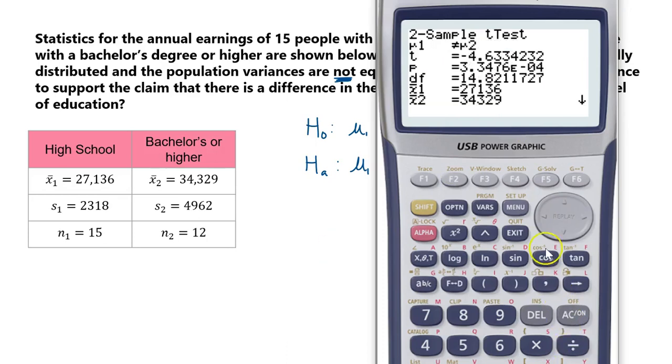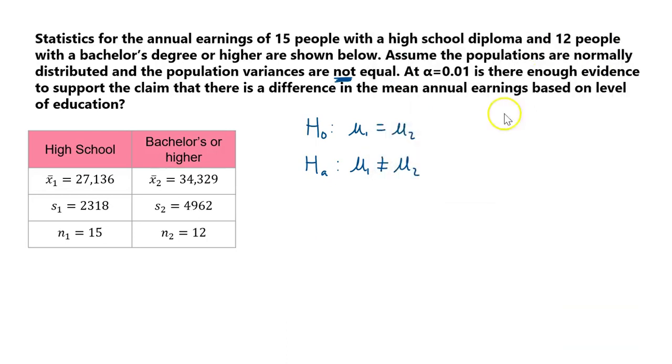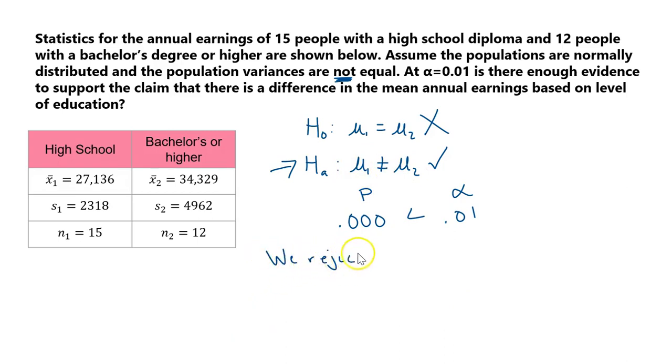And then we run our test, and I get a p-value here of 0.000. All right. So my p-value rounded to 3 decimal places is 0.000. My alpha is 0.01. P is less than alpha, so we are rejecting the null hypothesis. We have evidence to support the alternative. The alternative is also where our claim is, because a claim is that there is a difference.